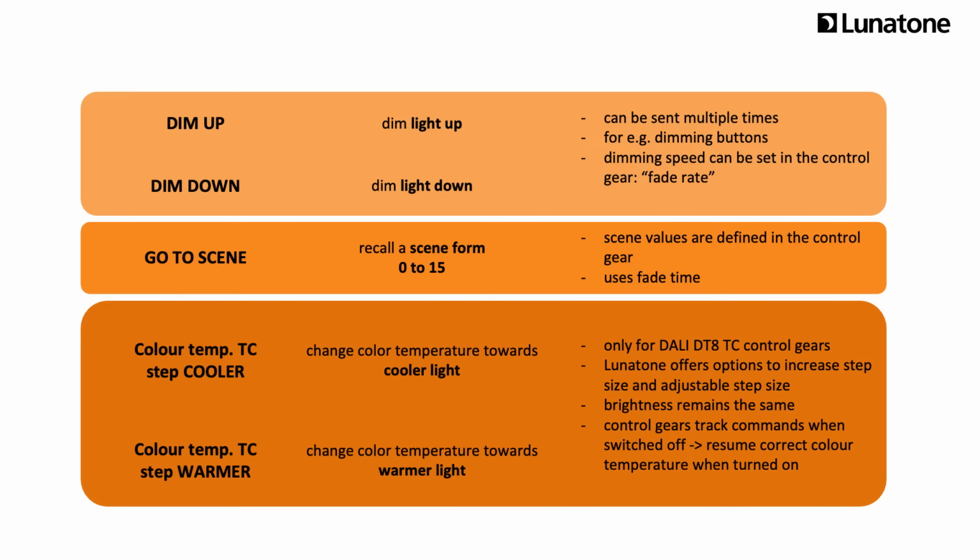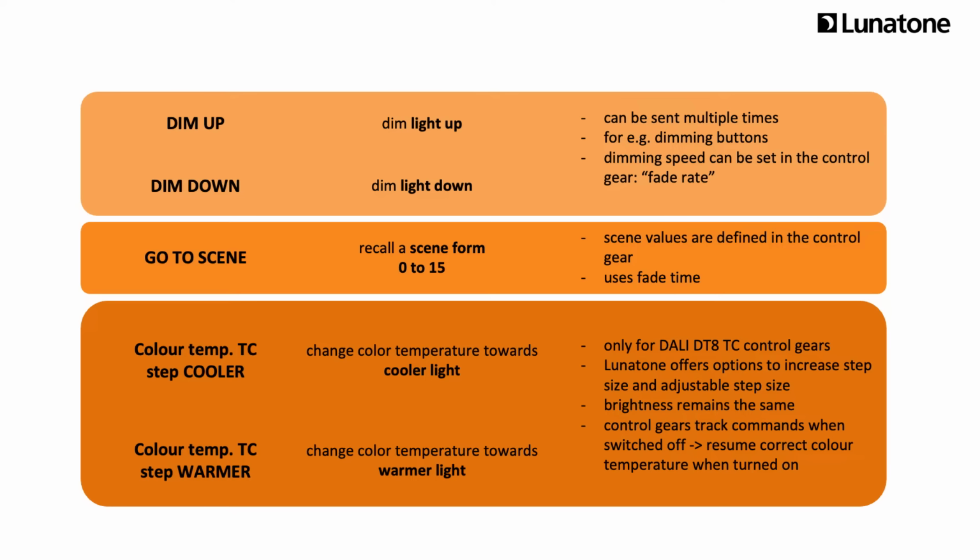When sending color temperature TC step cooler, the control gears increase the color temperature value by 1 step towards cooler light. The command color temperature TC step warmer, on the other hand, decreases the value for warmer light. These commands can only be processed by DALI DT8 TC control gears. The color temperature steps are very small.